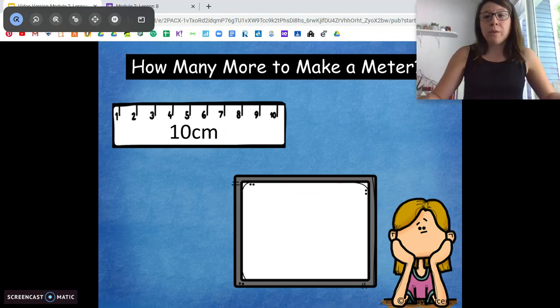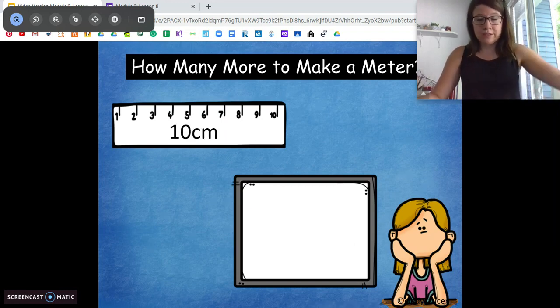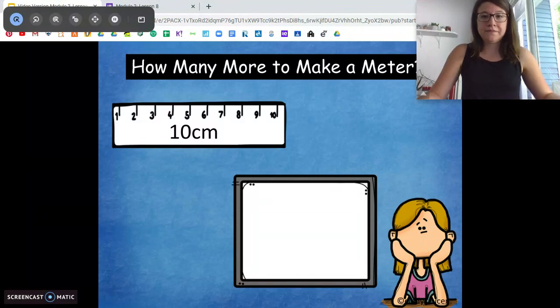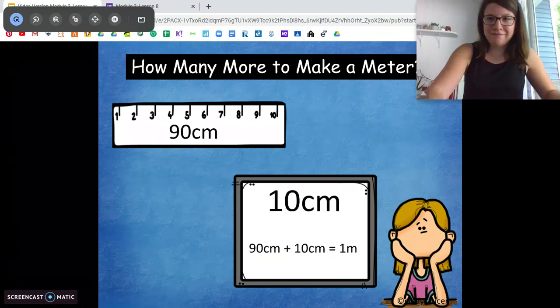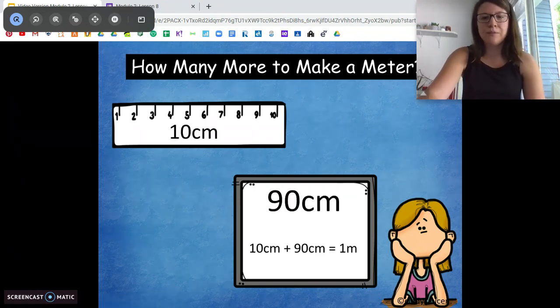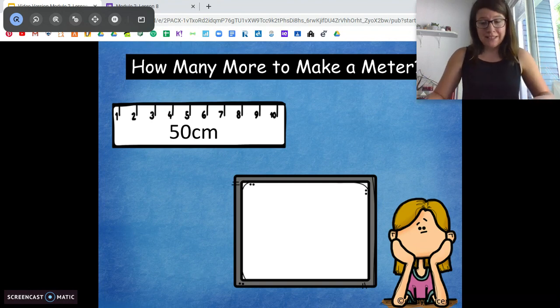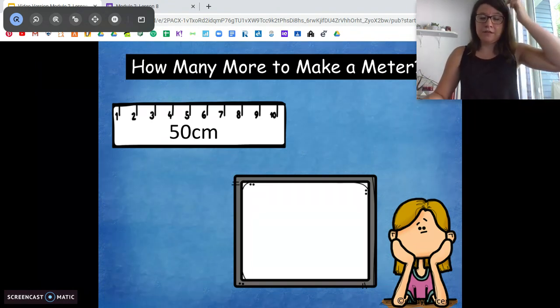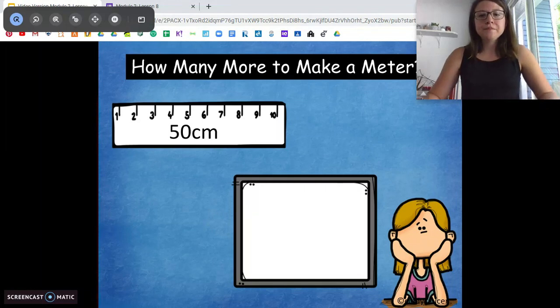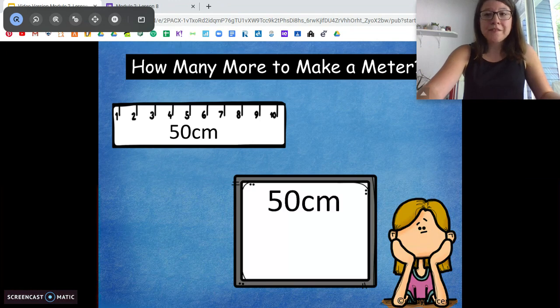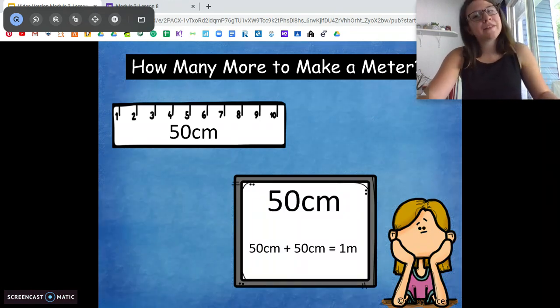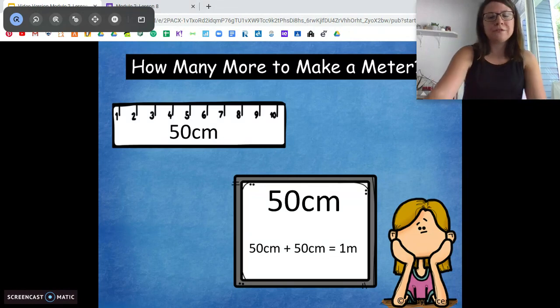All right, use what you know. Try this one with 10 centimeters. Pause and solve. Got it? Just like we needed 90 and 10 here, we're going to need 90 more centimeters, so our number sentence is going to say 10 centimeters plus 90 centimeters equals 1 meter. All right, 50 centimeters. Pause and write that number sentence for me. Ready? We're going to need another 50 centimeters. So 50 centimeters plus 50 centimeters equals 1 meter, or again, 100 centimeters.